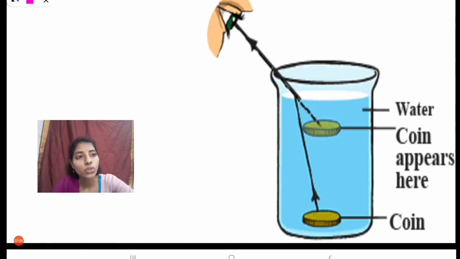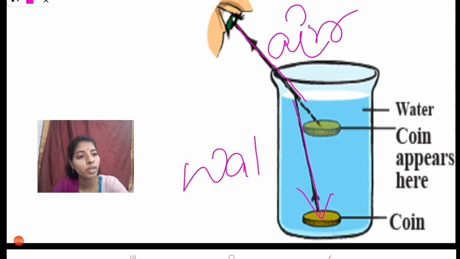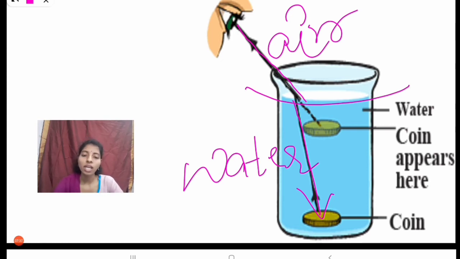Yes, here due to bending of the light. So the light ray travels after entering into another medium. The light ray bends. This is the air medium and this is the water medium. So when the light ray changes at the interface from air to water, the bending of the light takes place. Now the coin appears here in water. So that's why he is observing the coin, due to refraction of light.